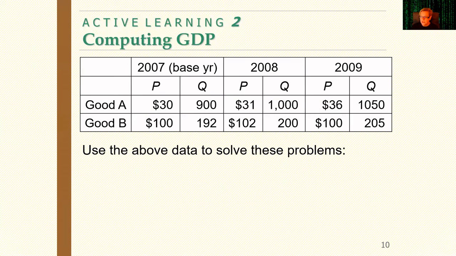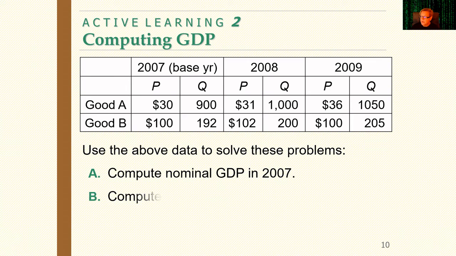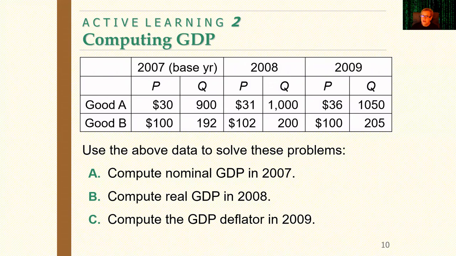All right, so here I have a different setup to the table because you'll see different things in different ways. Stop the slides here, and I would like you to compute the following information. Nominal GDP in 2007, real GDP in 2008, and the deflator in 2009. Go ahead and start for the answers.